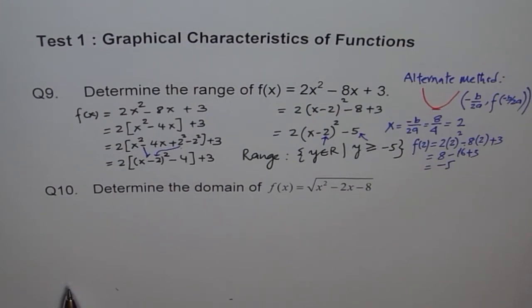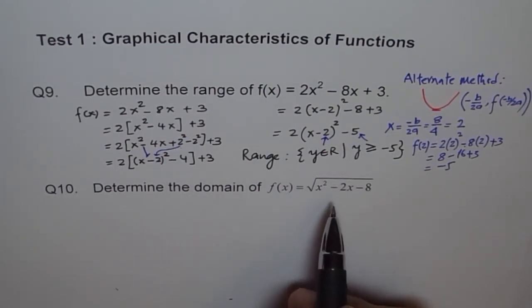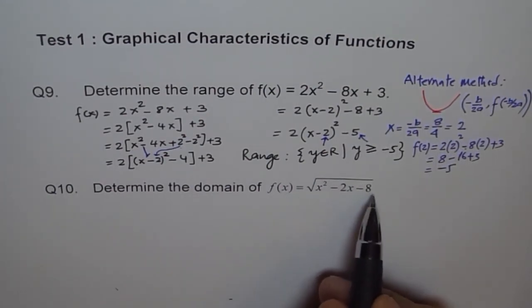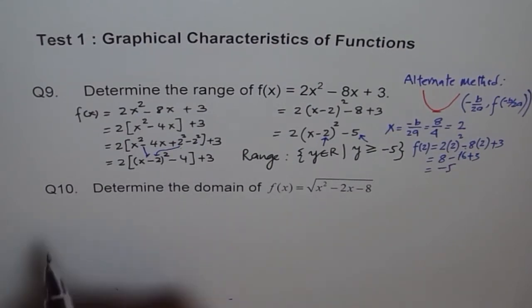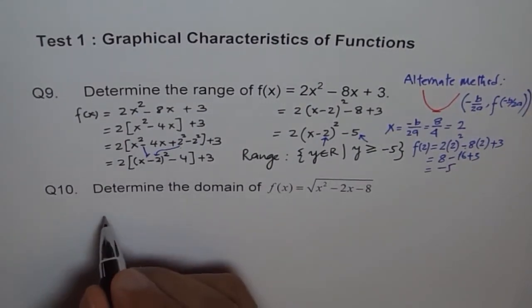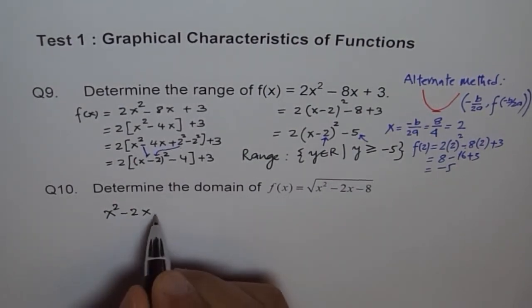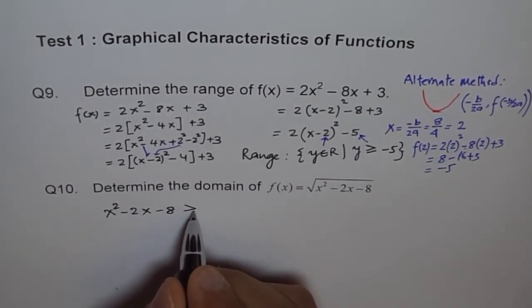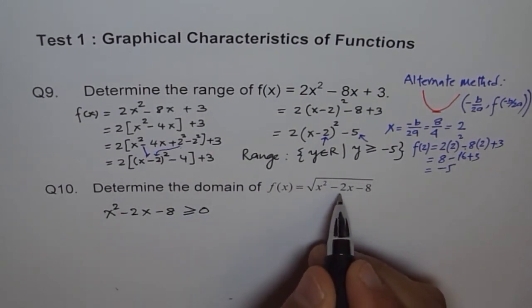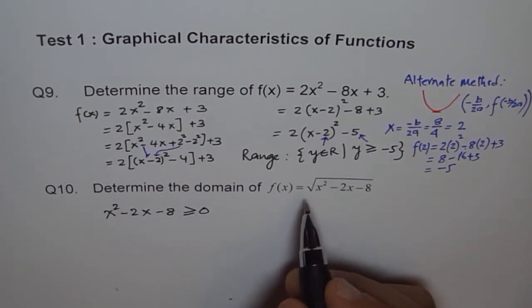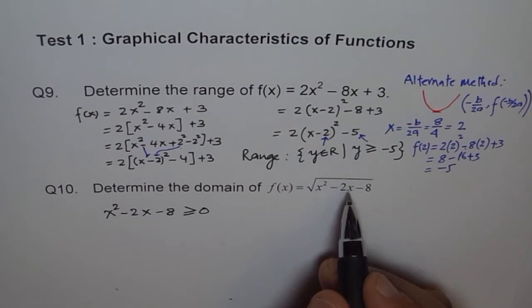Now, let's look into question 10. Determine the domain of the given function. To find the domain, we know that within the radical, the square root, we should always have a non-negative value. So what we are looking for is that x squared minus 2x minus 8 should be greater than or equal to 0. It has to be non-negative, for it to have a valid value.